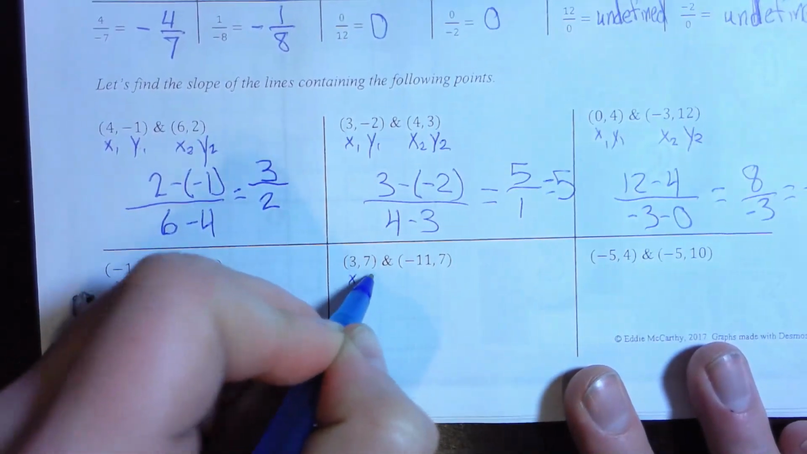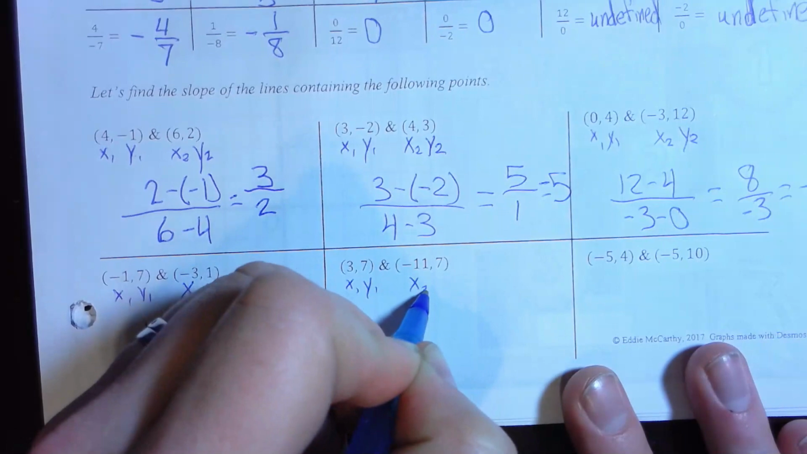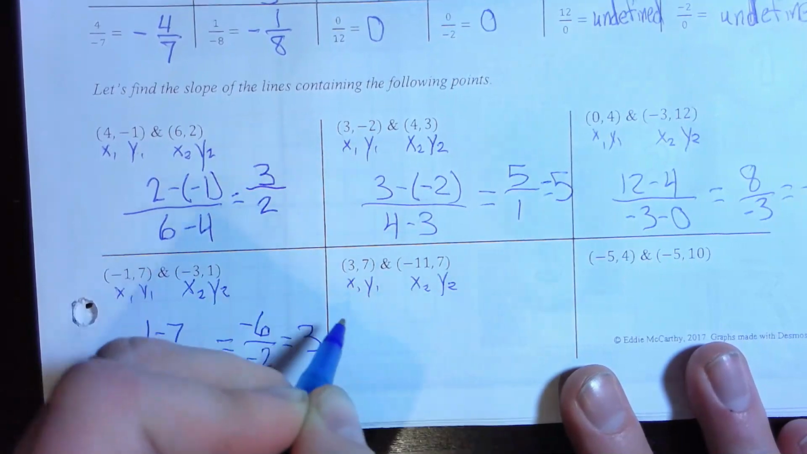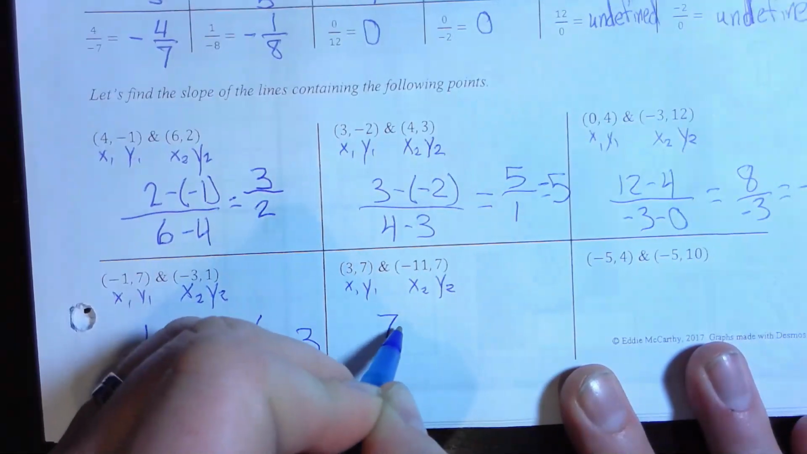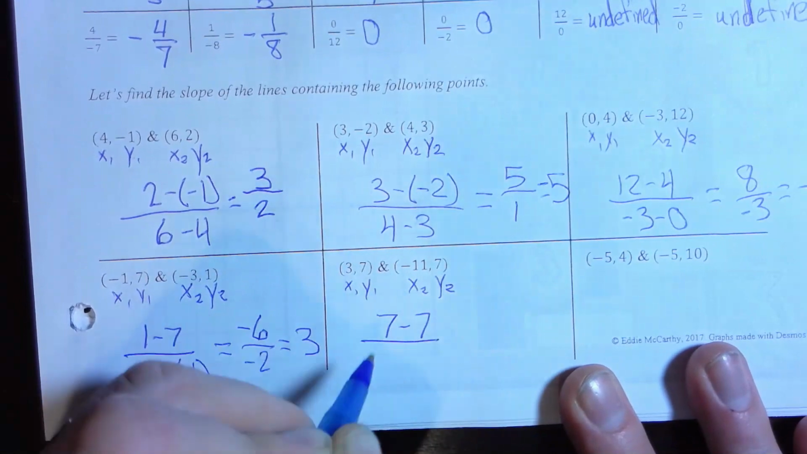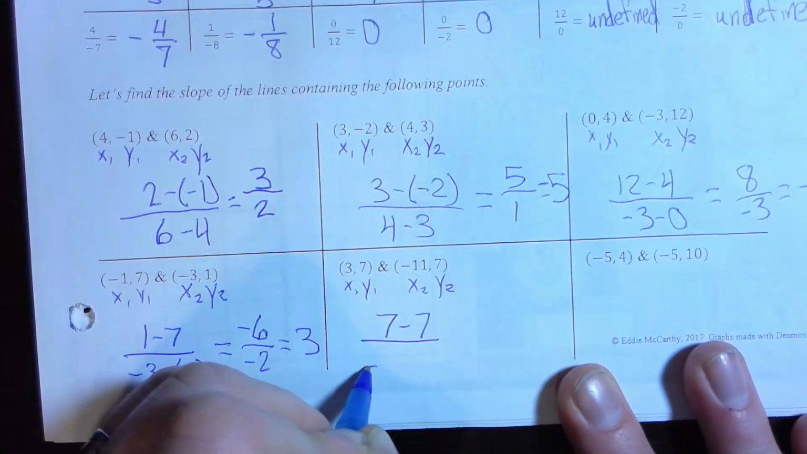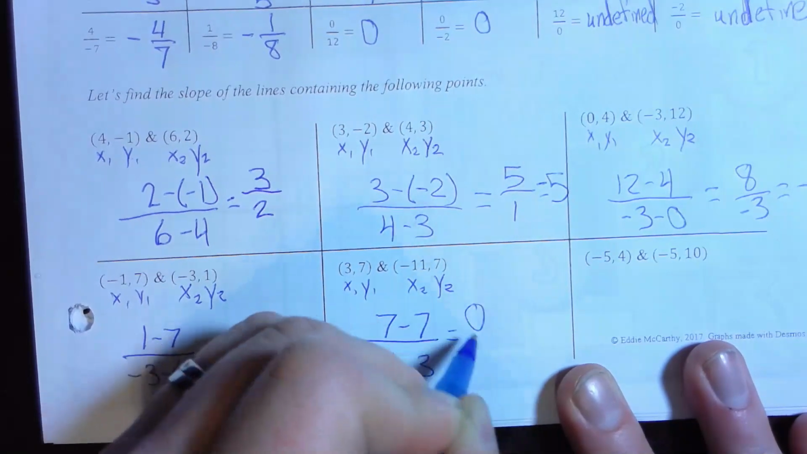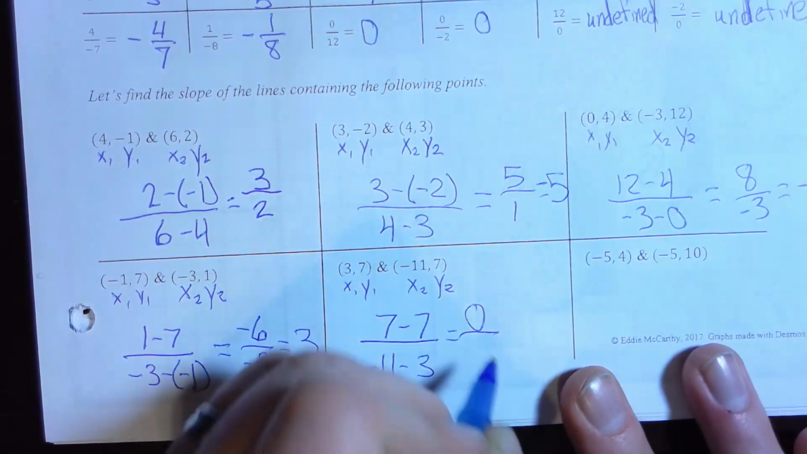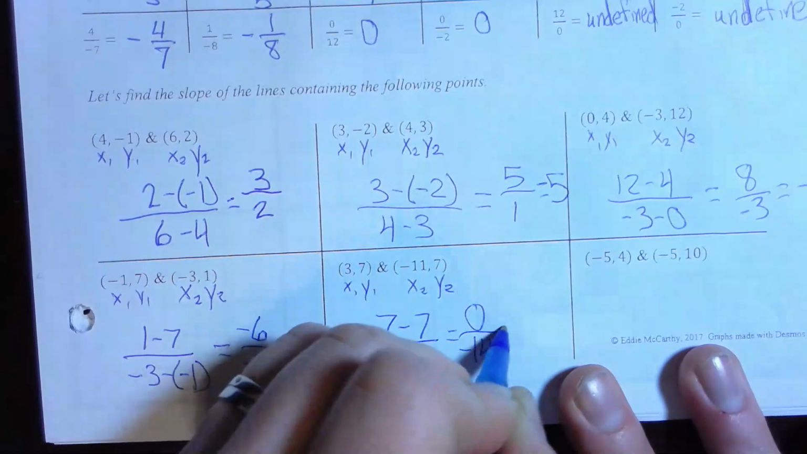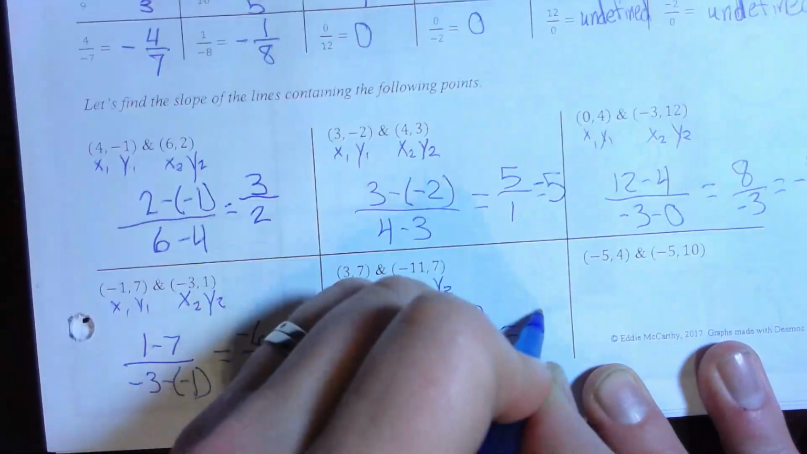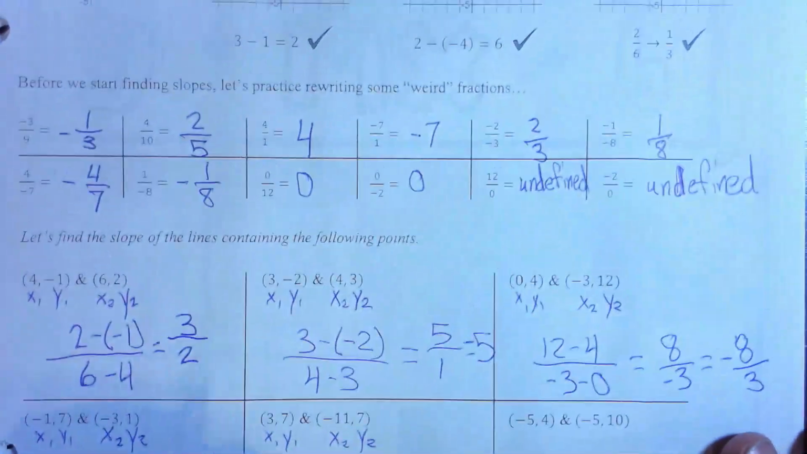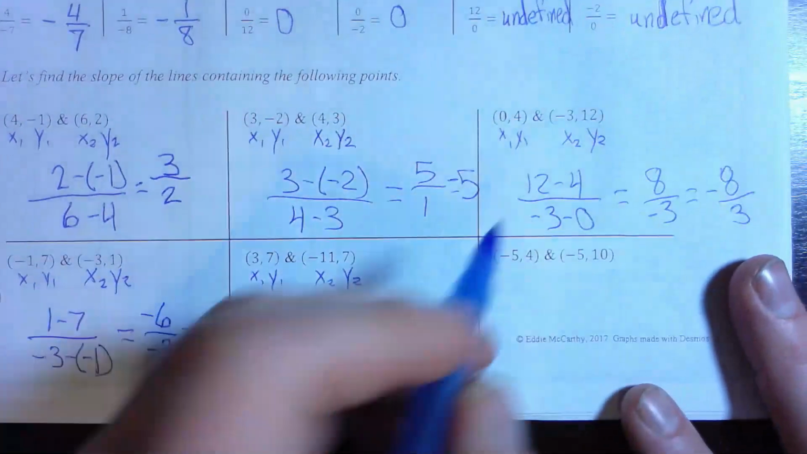Continuing, x1, y1, x2, y2. I have a 7 minus 7, ooh, and a negative 11 minus 3. Well, this is 0, so who cares what's on the bottom? What's negative 14? That's overkill. 0 divided by anything is 0. This is a 0 slope. Let me guess. This is going to be undefined, isn't it? Let's try it.